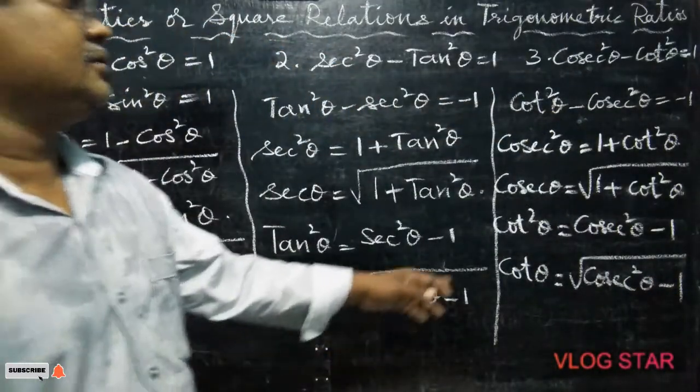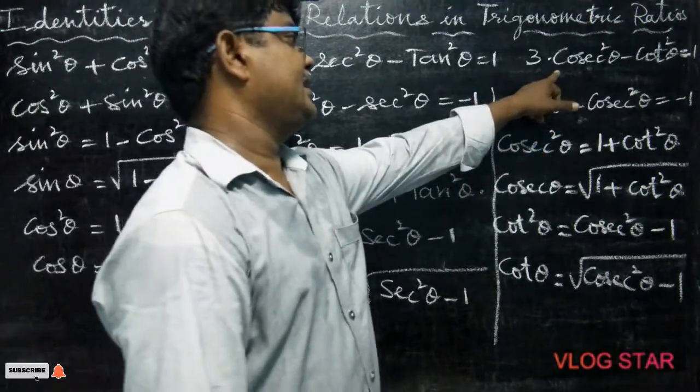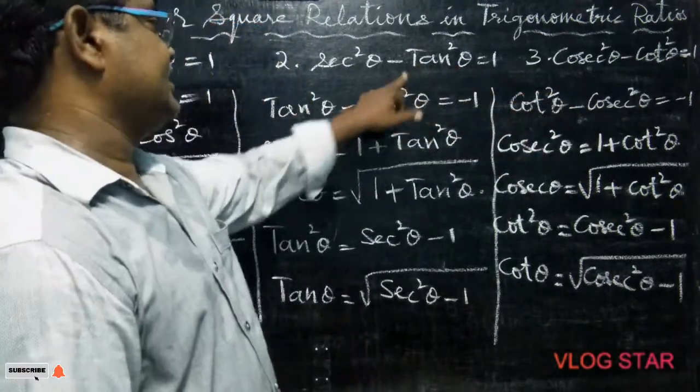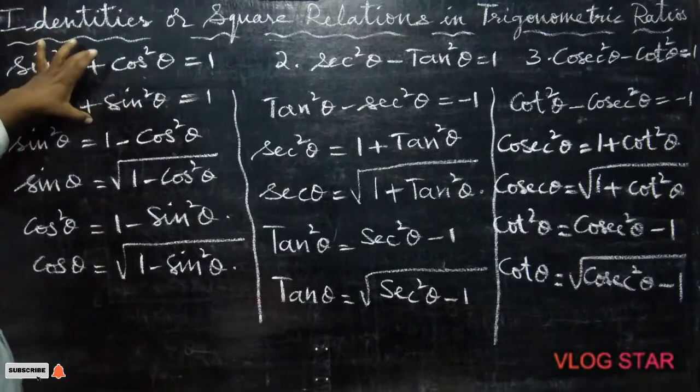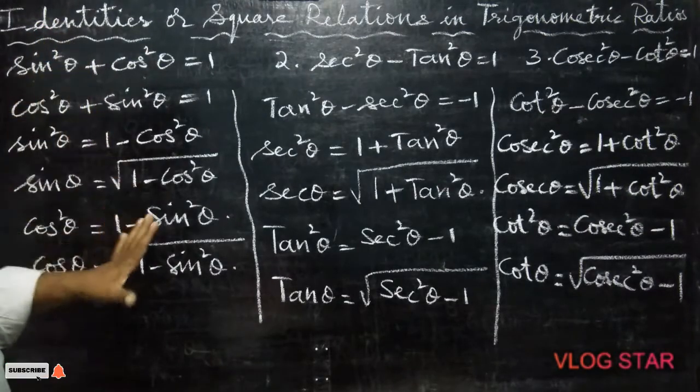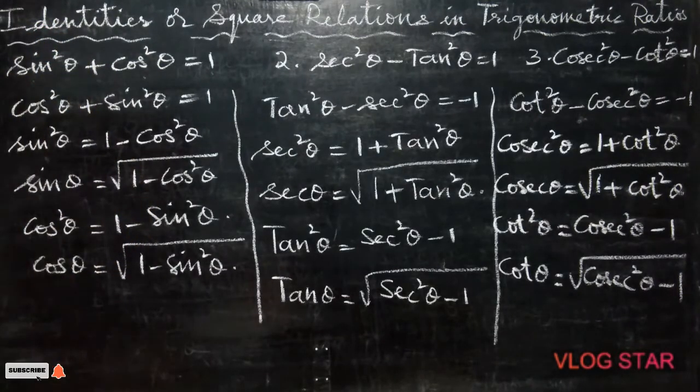So don't get confused. Are you able to follow? This is an identity, this is not an identity. This is an identity, this is not an identity. But here both are identities because it is plus. Are you able to follow? Any more doubt? No doubt.